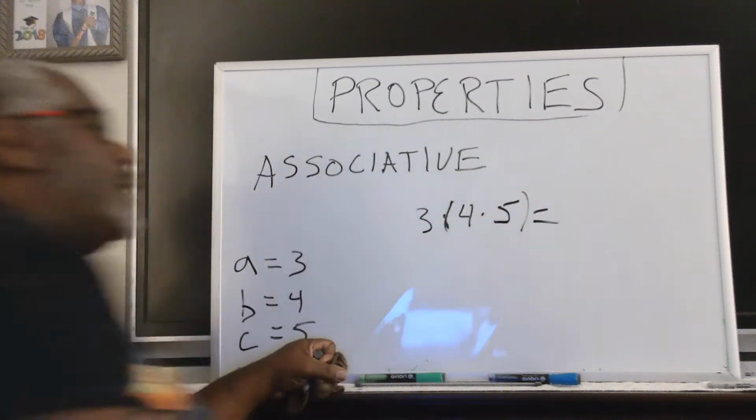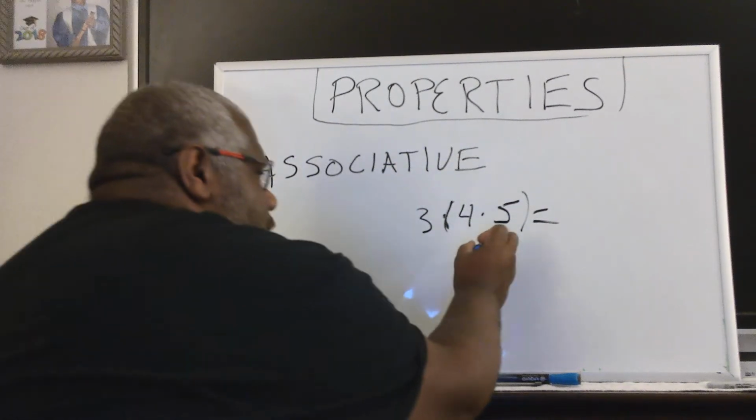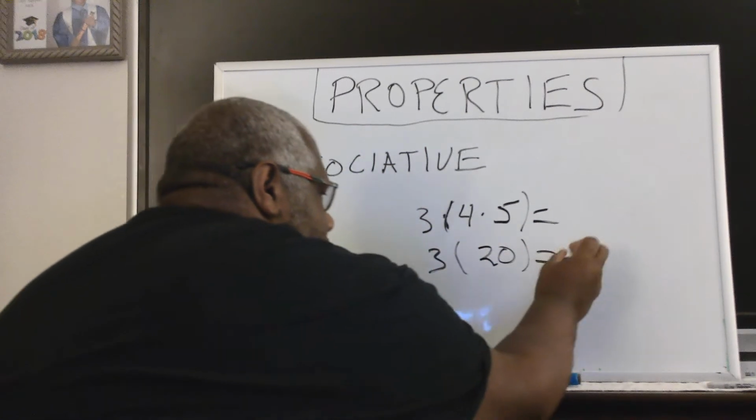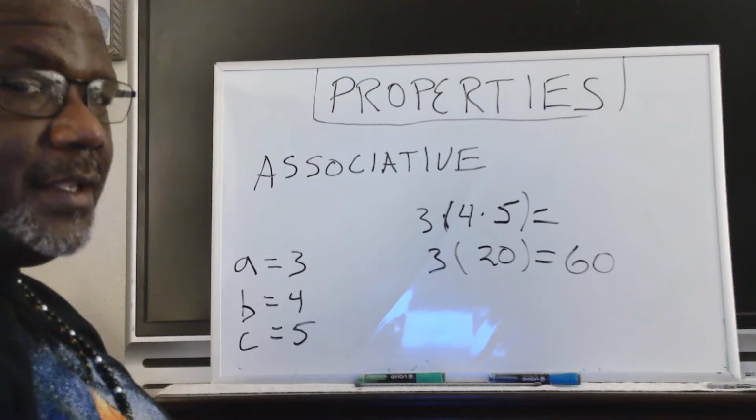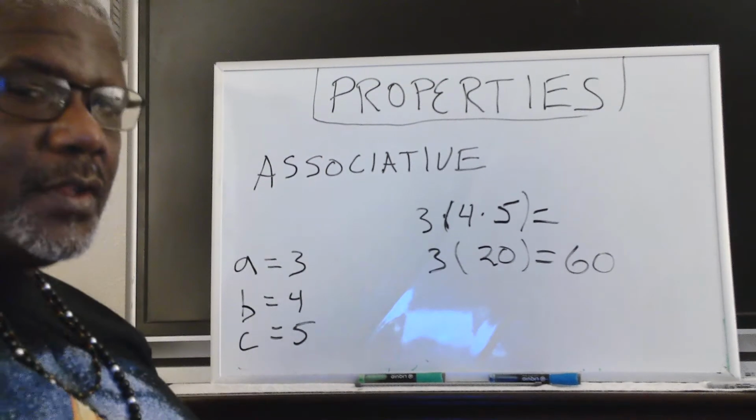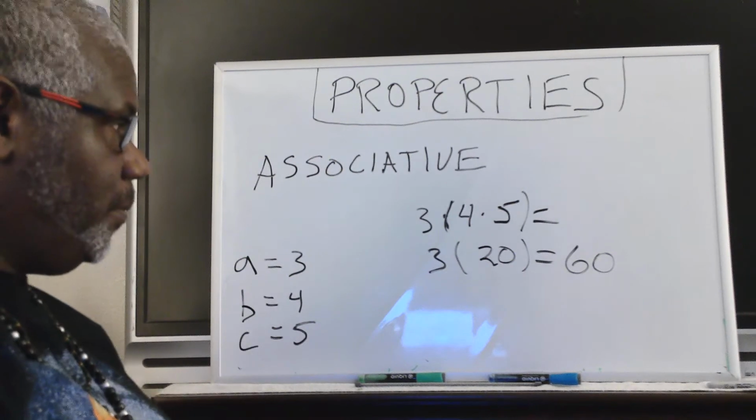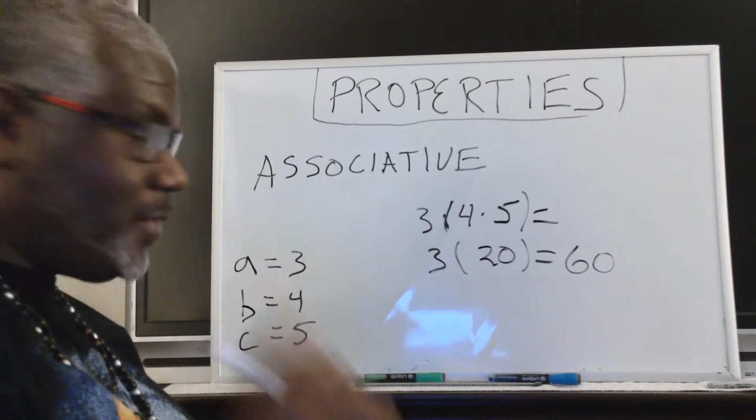Again, let's see what happens. We do what's in here first, right? 4 times 5 is 20. Times 3 equals, well, what do you know? Cookies and cream. We're back at 60 again. So as we see, the associative property works for multiplication as well. Okay? Not bad. Let's see what happens when we try to subtract.